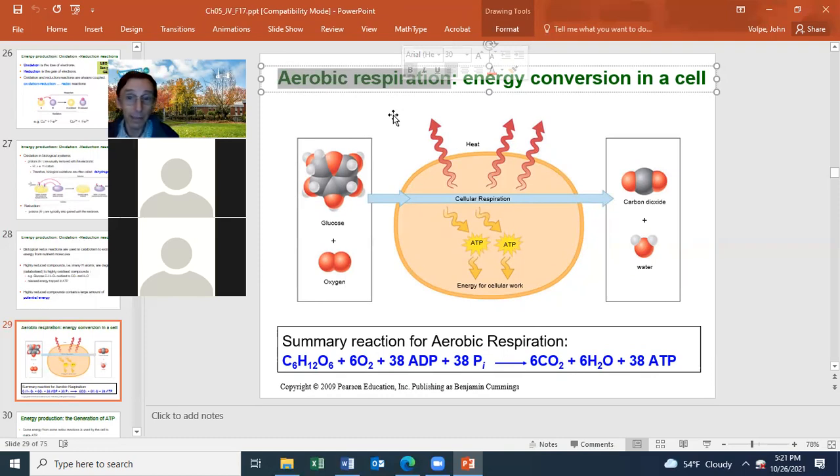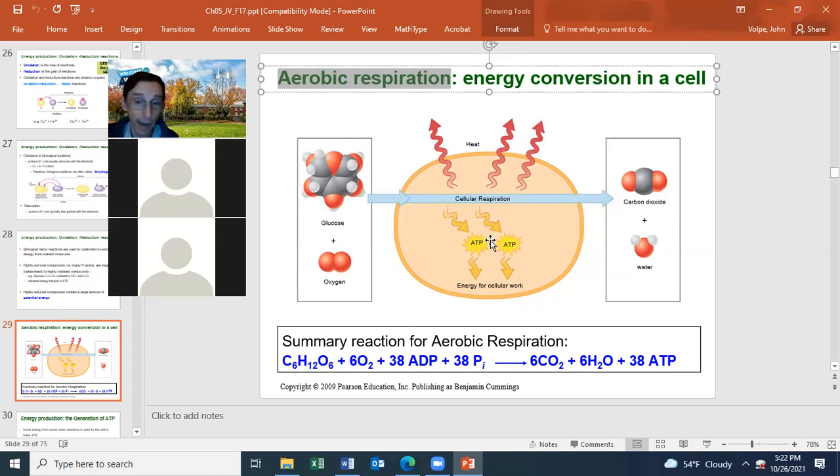Any question about any of that? So what the cell does is it combines glucose with oxygen, those are the reactants, and then it converts that into carbon dioxide and water, and some of the energy in the glucose can be released and stored to make ATP.